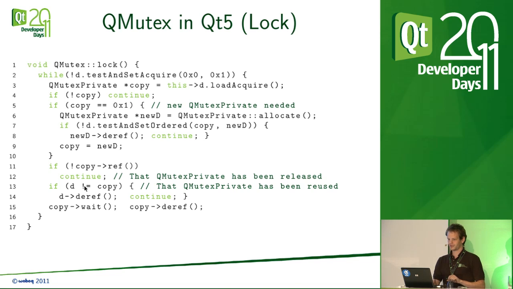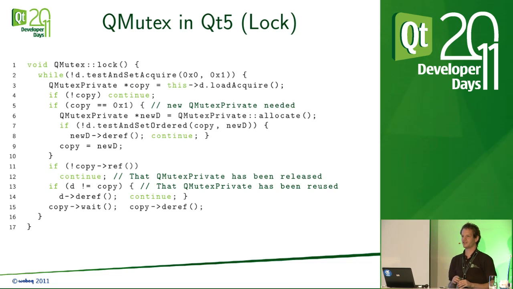And once we've refed, we also need to check that we have refed the correct mutex, because as I said, our mutex private could have been reused in another mutex. So we need to check that D is still copy once we have referenced it. From the point we have called ref, we are sure it's not going to be reused in another mutex, but it can have been reused in another mutex between the test and set and the time we ref. And then, once we've done this comparison and are sure that we have a pointer to the right mutex private, we can call the platform-specific code to wait.